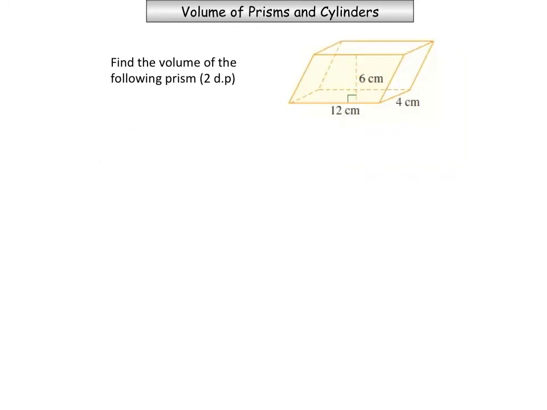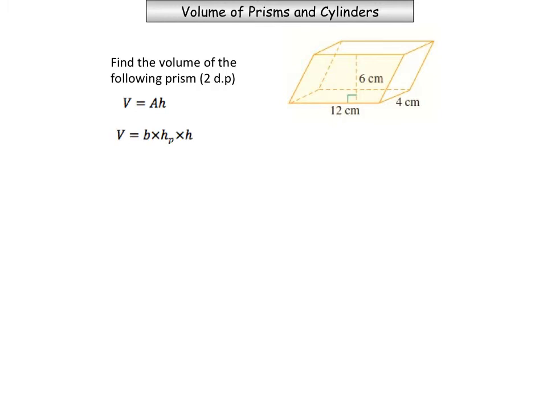So find the volume of the following prism, again correct to 2 decimal places. Here we have a prism that's made up of a parallelogram. It has a uniform cross section, so any slice that we would take across here would give us the exact same dimensions as shown in the diagram. So we need to find the area of that first, because V equals AH.